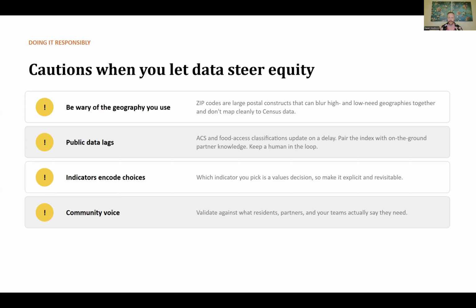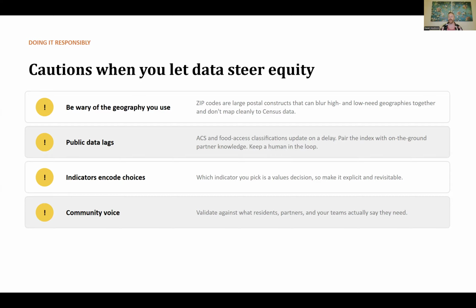Indicators and code choices. This is the most important thing. What you pick is a values decision. There's no wrong pick. You need to pick something to evaluate what you're doing against, but what you do pick could obscure other things. So you want to say what it is, make it explicit, make it revisitable.